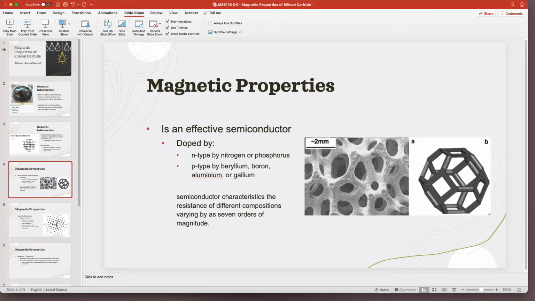Silicon carbide is very important to the usage in electronic devices, such as semiconductors, circuit boards, and is commonly used as capacitors in one respect. It is attractive because of its capability to be doped N-type by nitrogen or phosphorus and P-type by beryllium, boron, aluminum, or gallium. Its metallic conductivity has been achieved by heavy doping with boron, aluminum, or nitrogen.